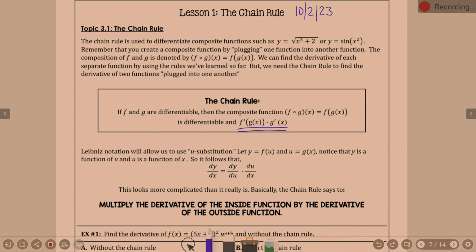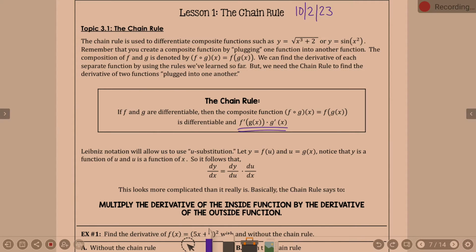And what I usually think is take the derivative of the outside, keeping the inside as is, times, and then you'll take the derivative of the inside. So it's the derivative of the outside, inside stays, times derivative of the inside is what we're going to be looking at. So in notation, f prime of g of x, derivative of the outside, keep the inside, then times just the derivative of the inside.